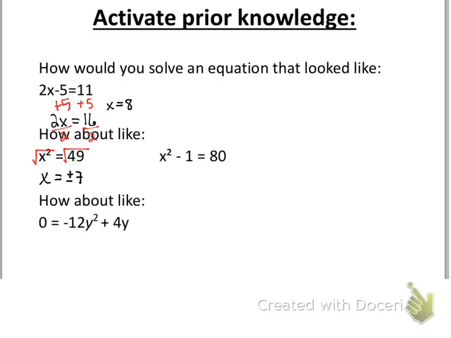Try the second one. What would you do first? Remember, backwards through PEMDAS. We're going to deal with the exponent last. So I would need to add 1 to both sides. That would give me x squared equals 81. And then I would take the square root of both sides. That would give me x equals 9. But not just 9, positive or negative 9.